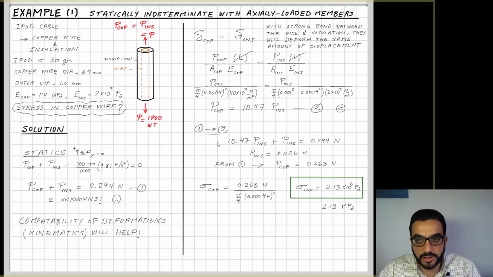So that was a quick example showing how to solve statically indeterminate axially loaded members by seeing how the information we have about deformation can save us a lot of time trying to guess. Now we can use that information to solve for the extra unknown that we could not solve using only statics.